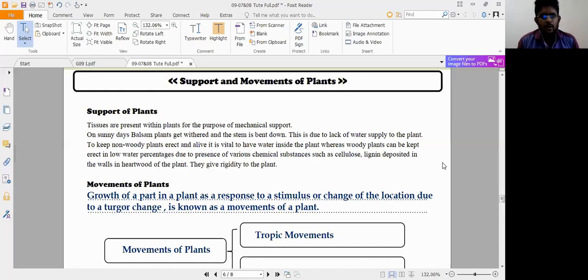On sunny days, balsam plants get withered, and the stem is bent down. This is due to lack of water supply to the plant. To keep non-woody plants erect and alive, it is vital to have water inside the plant, whereas a woody plant can be kept erect in low water percentages due to the presence of various chemical substances such as cellulose and lignin deposited in the walls, in the hard coat of the plant. They give rigidity to the plant.